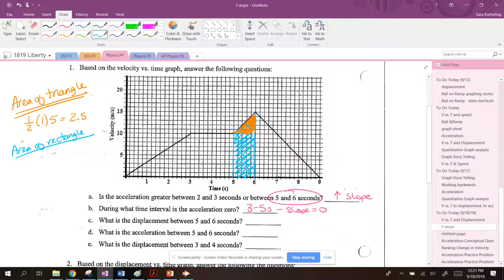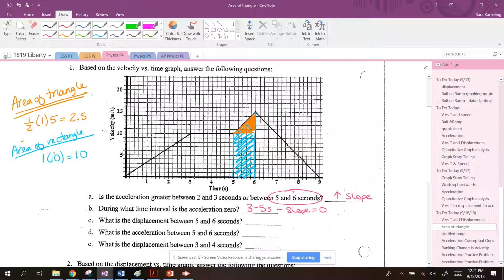Area of the rectangle is 1 times 5. Is that right? No, not 1 times 5. 1 times, how high does it go? 10? I can do that in my head too. I love math. I can do it in my head. That's 10. What's the total area?